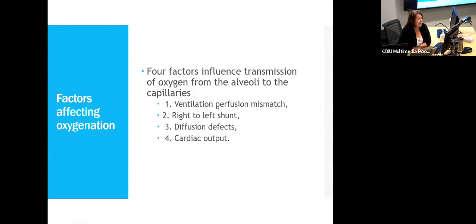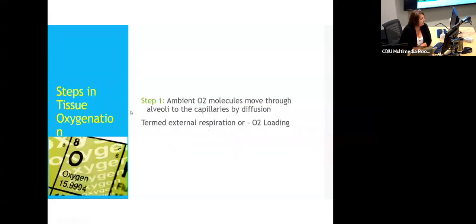So if you've got ventilation perfusion mismatch, which we're going to talk about, if you've got a right to left shunt within your heart, if you've got diffusion defects, which I alluded to, say something that affects your alveolar capillary membrane, or if you're not able to actually move the oxygen around, that's going to be affecting your cardiac output.